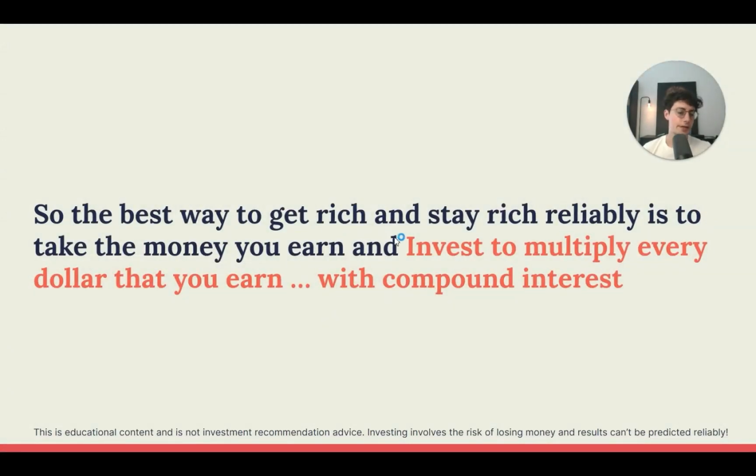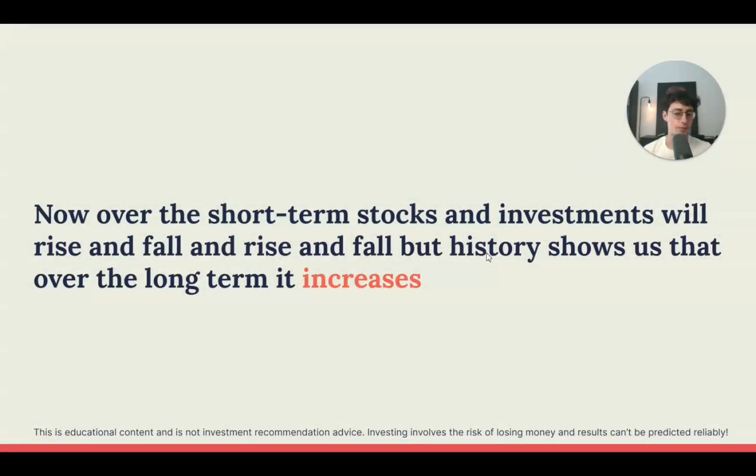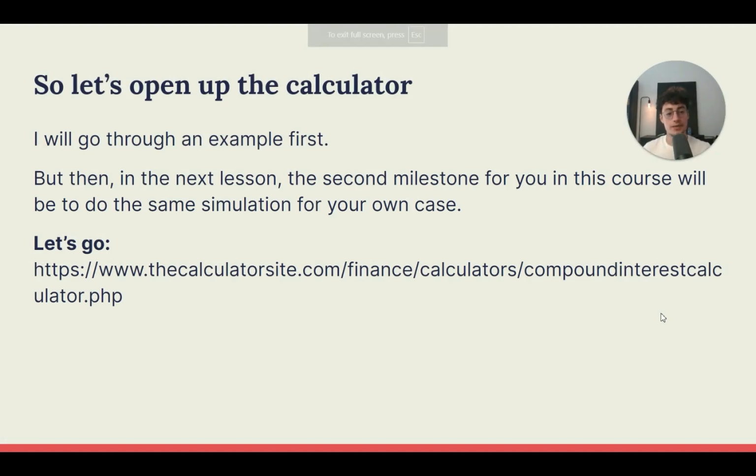We know that the best way to get rich is to invest and multiply every dollar or euro or pound that you earned with compound interest. We know all this. We know in the short term it'll rise and fall and be volatile, but over the long term it will increase. So okay, let's actually open up the calculator.